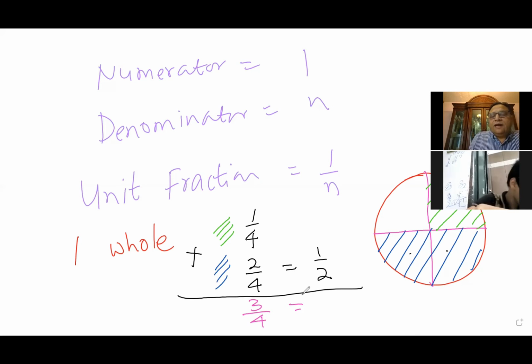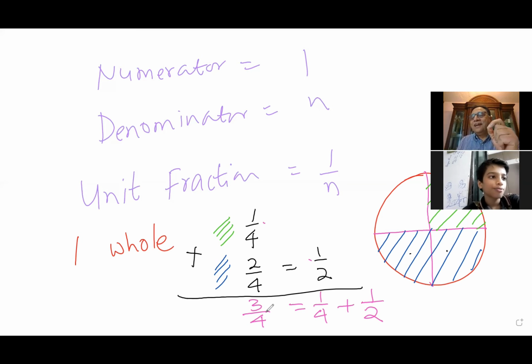Now, can I write 3 by 4 as combination of unit fractions? Do you see the unit fractions? 3 by 4 is combination of 1 by 4 plus 1 by 2. Do you see that? So what I've done in this exercise, I have written a fraction in terms of combination of unit fractions.